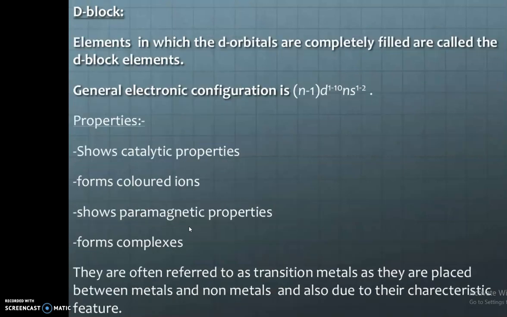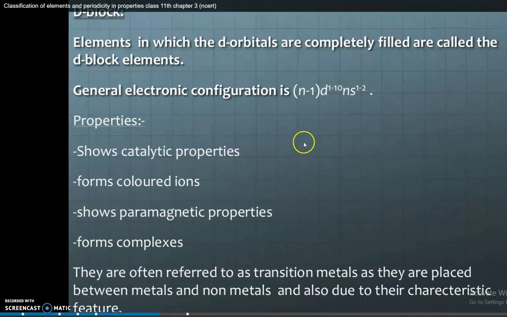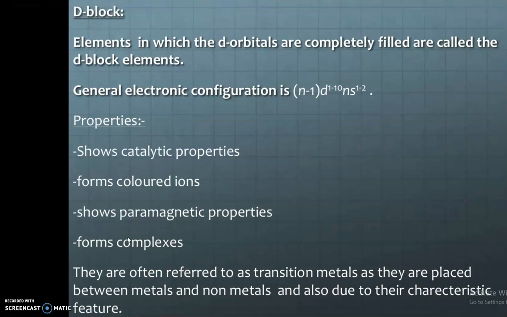Next one is the d block. Its general electronic configuration is (n-1)d 1 to 10 ns 1 to 2. They are very special because they show catalytic properties, form colored ions, show paramagnetic properties, form complexes, etc. So you can expect questions from here. What are the specialities of d block elements, or what is the general electronic configuration of d block elements? Such questions you can expect.